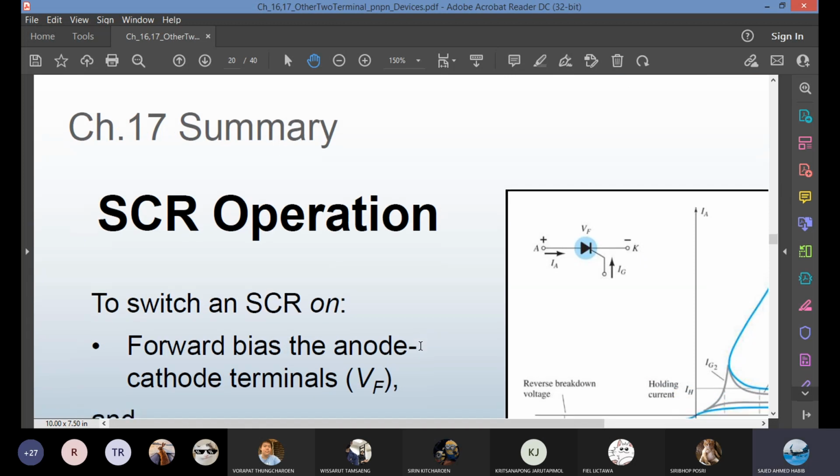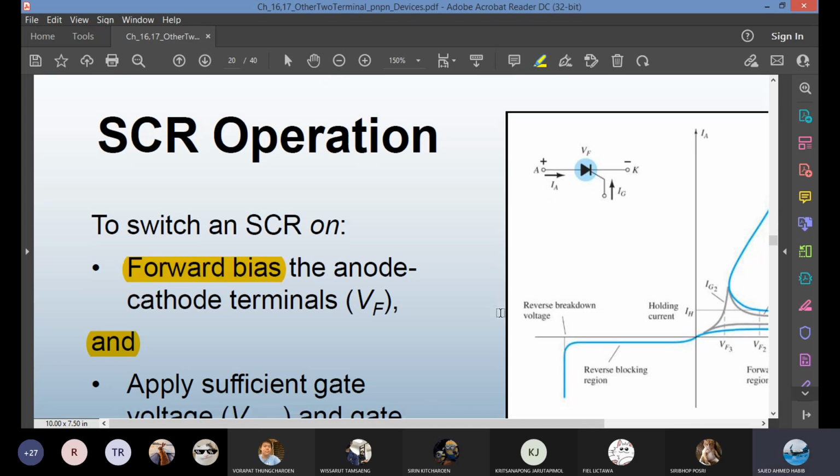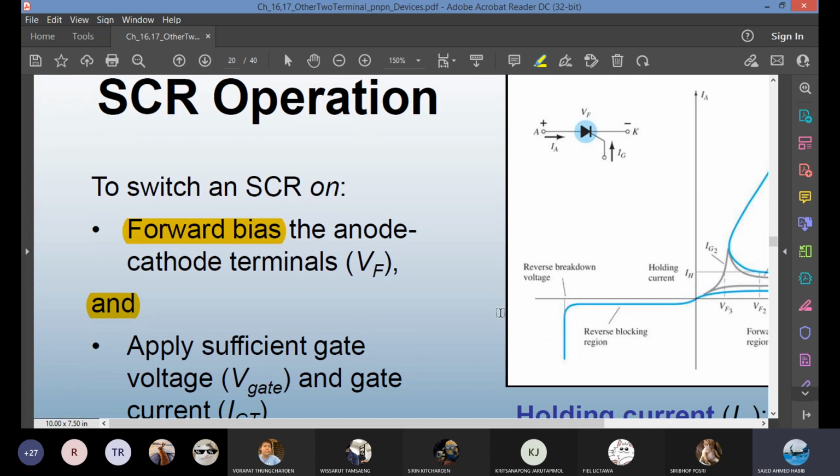How do you switch on the silicon control rectifier? First, you have to apply a forward bias voltage between anode and cathode. This forward bias is VF. And, not or, and you don't have a choice. You have to do 2 things. First, apply the forward bias. Second, apply a sufficient gate signal, which can be sufficient gate voltage and gate current. If one of the 2 things is not met, the condition is not met, the SCR will not turn on.